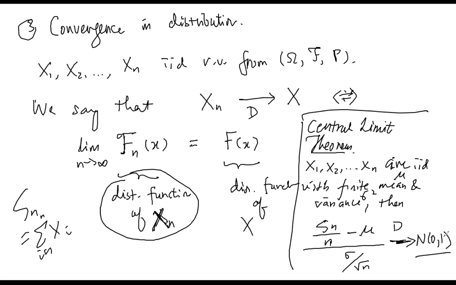So this is an example of convergence in distribution. The distribution of this quantity here, in the limit, becomes a standard normal.